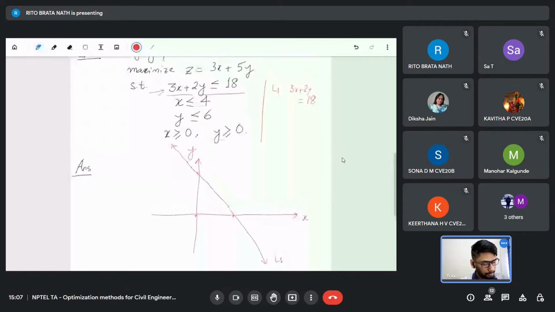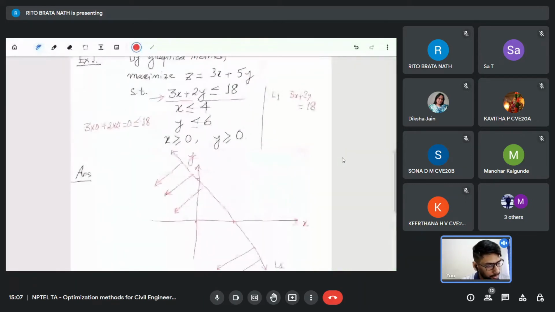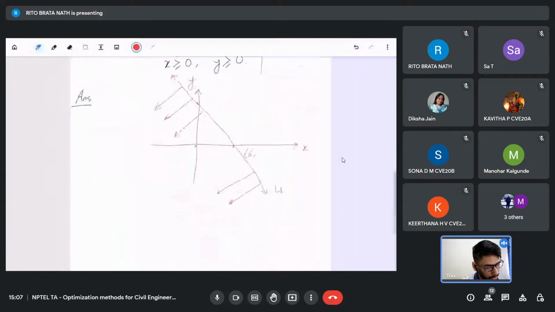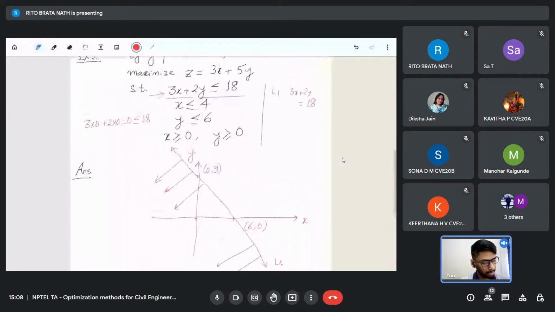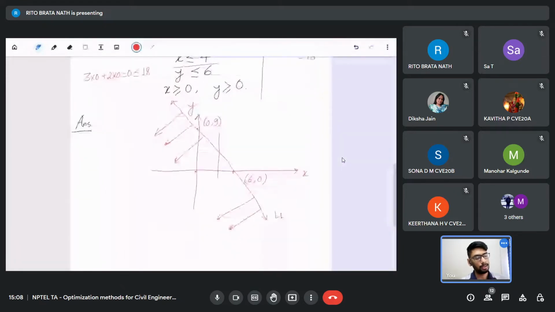And later I'll mark the rest of the portions. This point is your 6 comma 0. This point is your 0 comma 9. And now you have to draw two more constraints. One is x less than equals to 4. So for that, you can draw a straight line parallel to the y-axis.